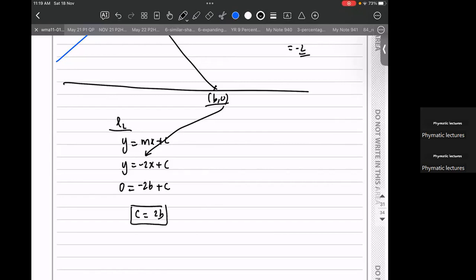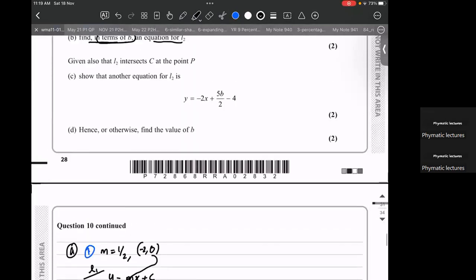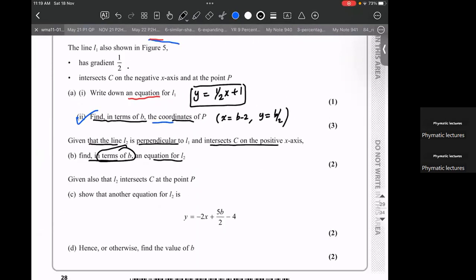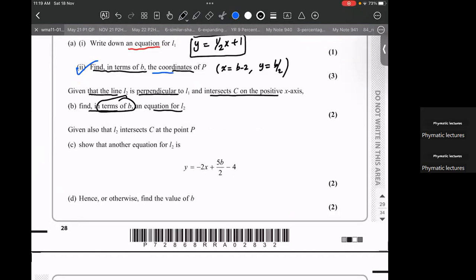Therefore, what is the answer for this question? y is equal to minus 2x plus 2b. So this is the answer for the B part of this question. So in terms of b, we wrote the equation of the line L2.